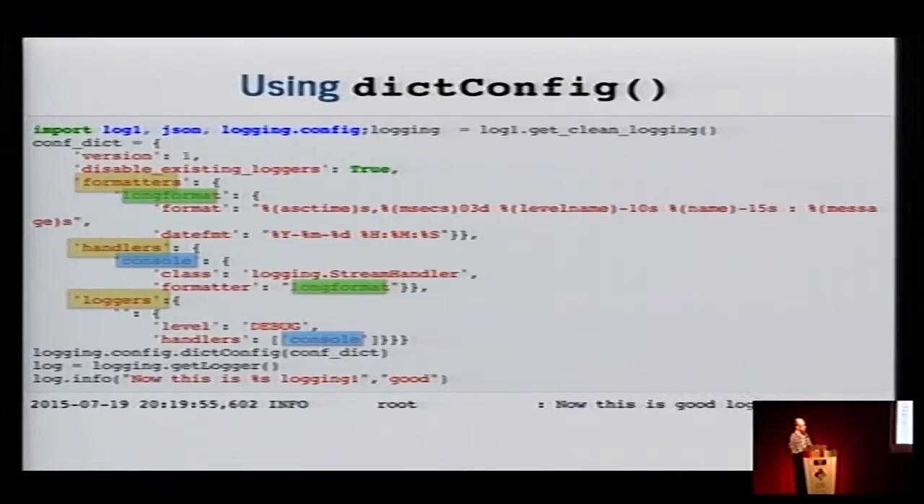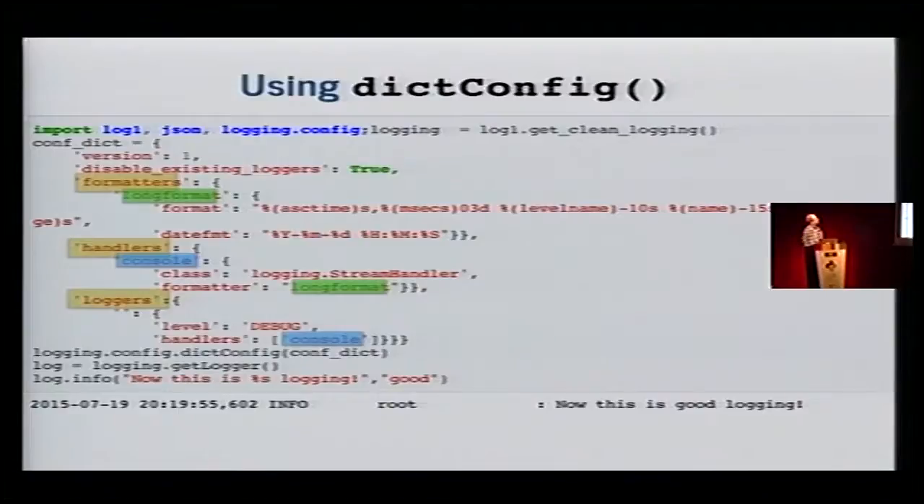This is the final way to set it up, dict-config. There's also a file config, but I like this one more. It is not actually easy to read, but it is quite powerful.